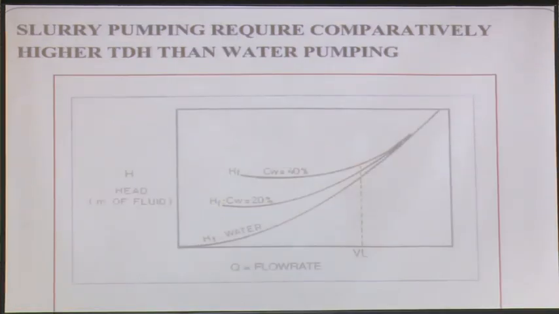This is also another interesting thing. Slurry pumping requires comparatively higher TDH than water pumping. We have seen that, and it varies. And this has been tested, that for the same flow, the curve is like this. If this is the head, then the friction curves are like this. This is the clear water, then with 20%, then with 40%, and the heads are different. So, that is the reason we are so particular about conversion of the water head to the slurry head in terms of the friction loss, while we are computing the friction loss, right.